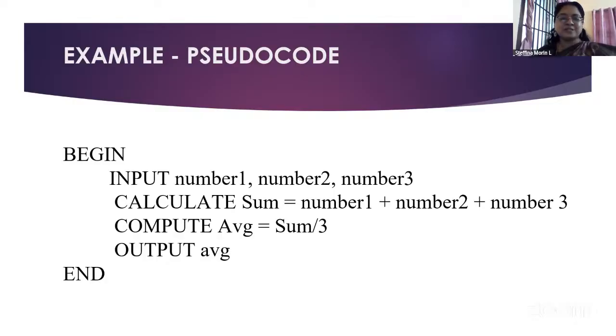In the pseudocode, we start with begin in the process. Begin your program and then end your program. Here you are using input number 1, comma number 2, comma number 3, and then your computation. In the pseudocode here, there are rules to write a pseudocode.